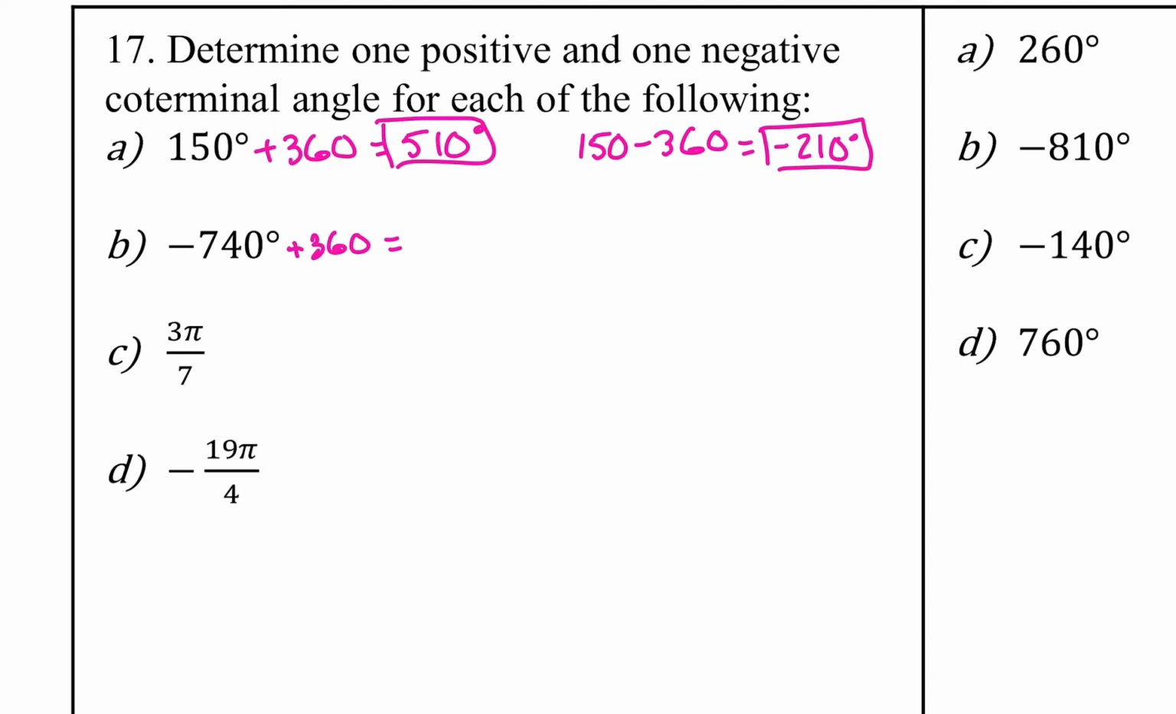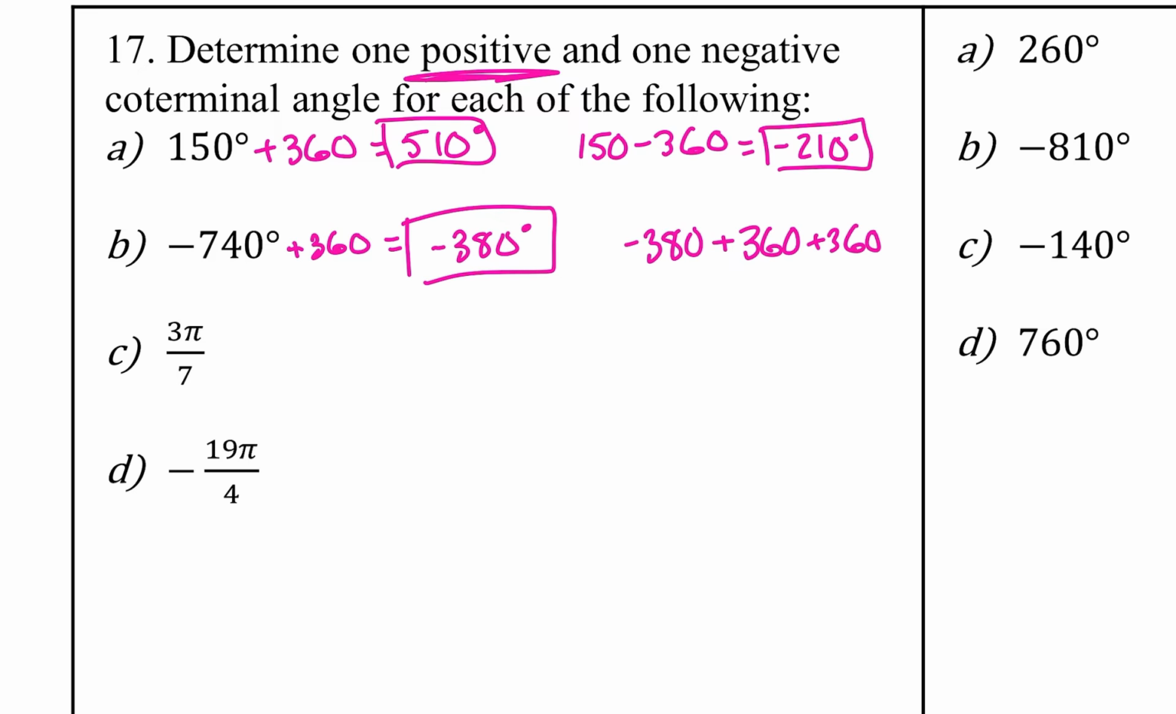So I'm going to start with that. Take that negative 740 and add 360 to it, and I get negative 380. So there's one of my negative ones, but I need to get to a positive one. The problem is if I add 360 again, I'm only at negative 20, and they wanted me to find one positive one. So I'm going to need to add another 360. So I'm going to add 360 one more time. Negative 20 plus 360 is 340. So the way I'll write this is negative 380 plus 360 plus 360. And when I do, I get 340 degrees.